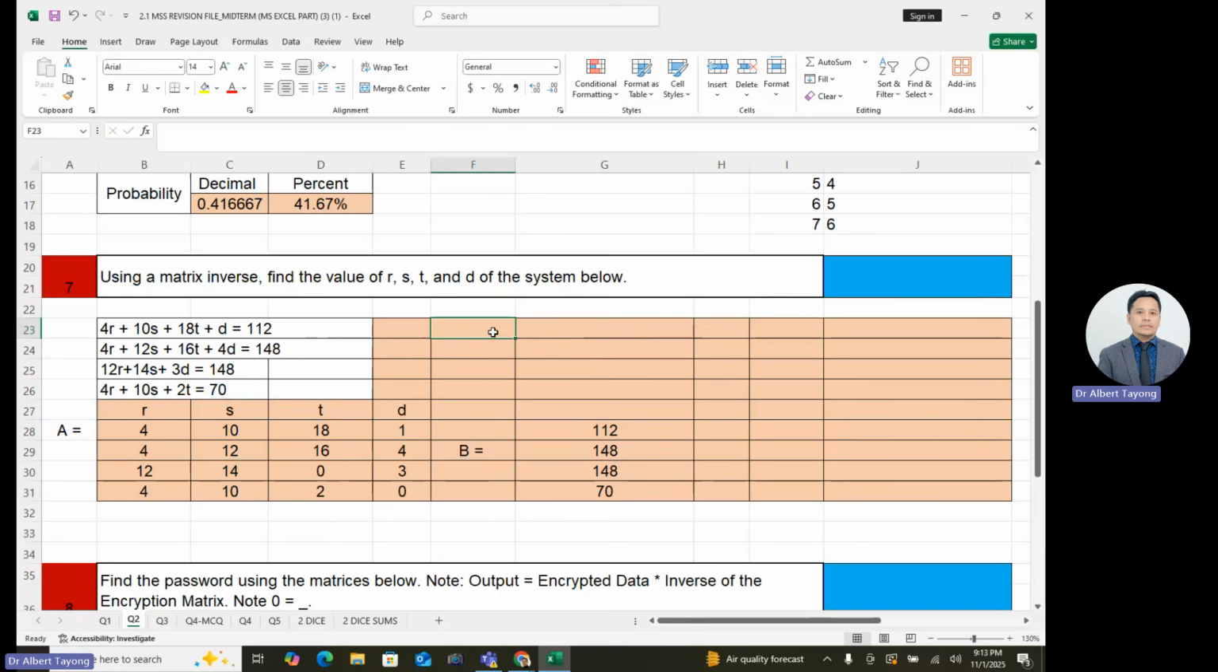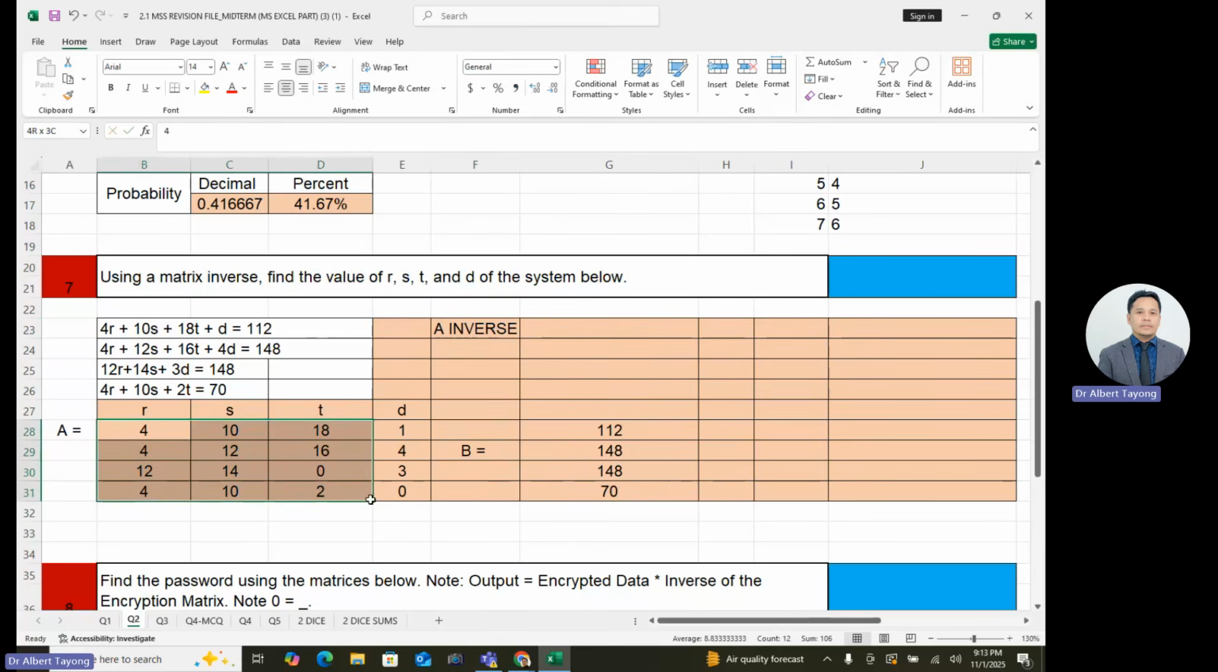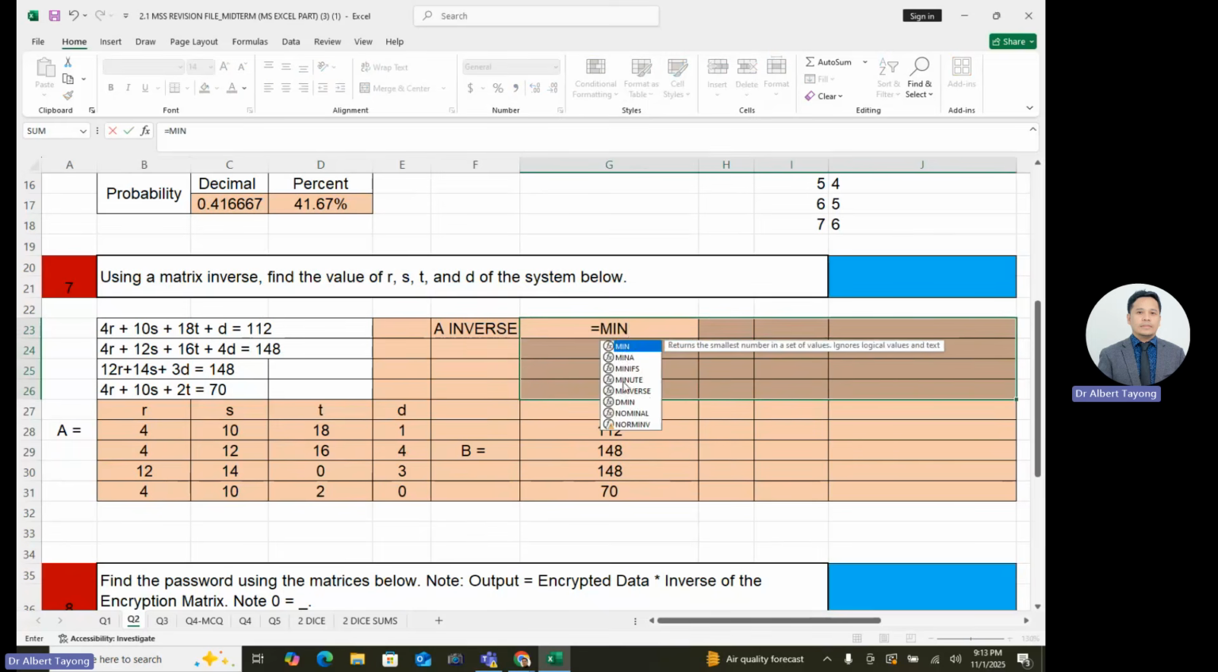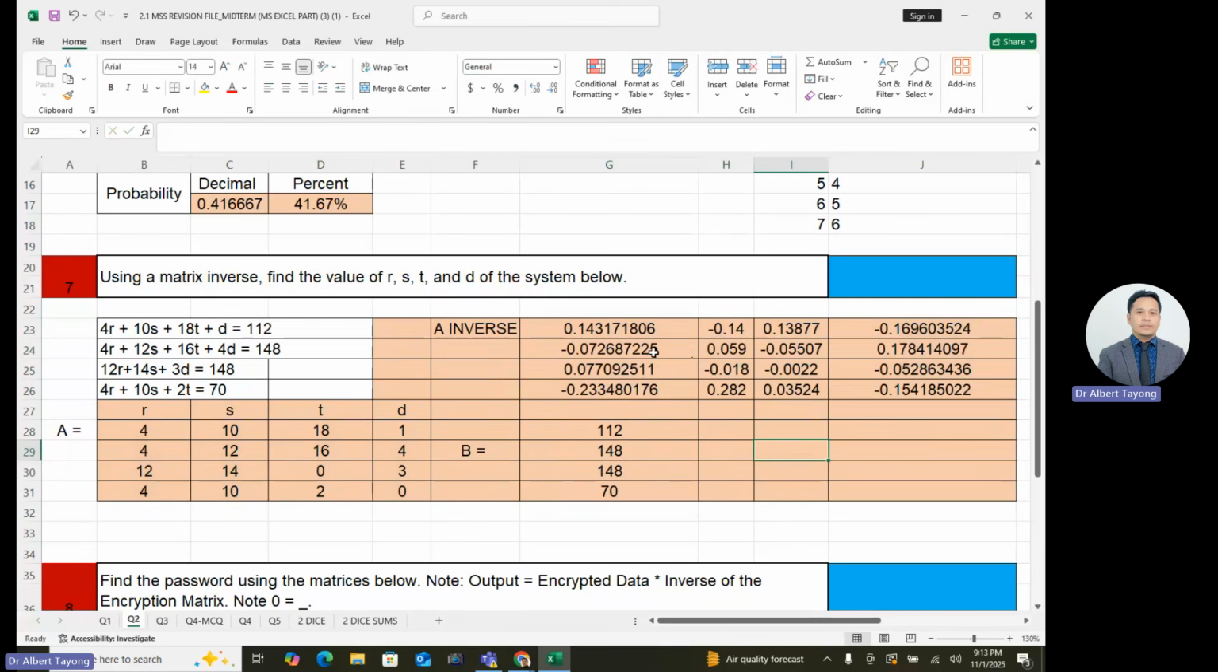So you can put our A inverse here. There are 16 cells, 16 numbers here. So it means you have to select also 16 cells here. So 4 rows and 4 columns. And equals MINVERSE, and select the numbers. Enter. So that's our inverse.